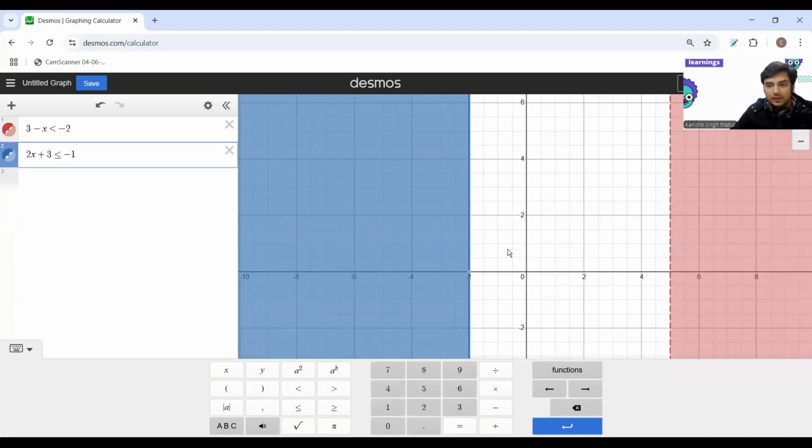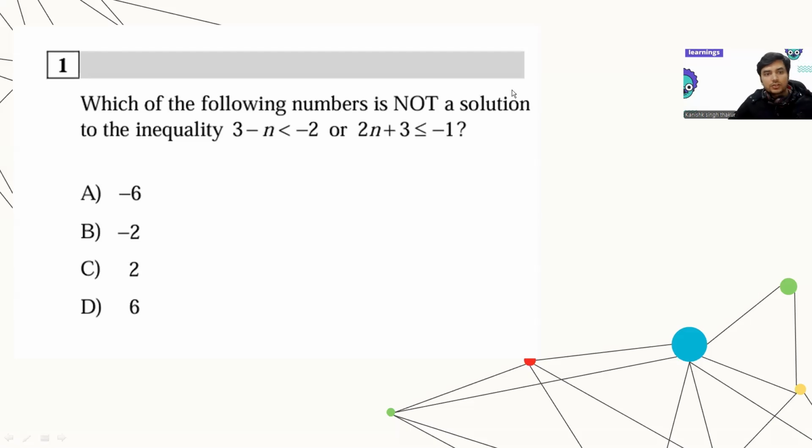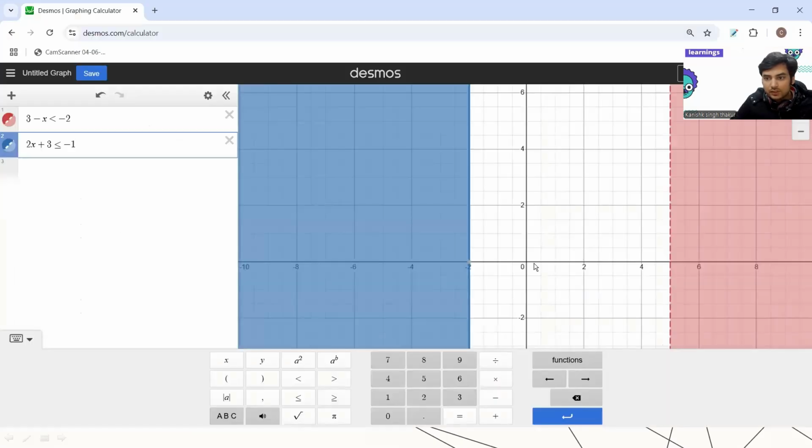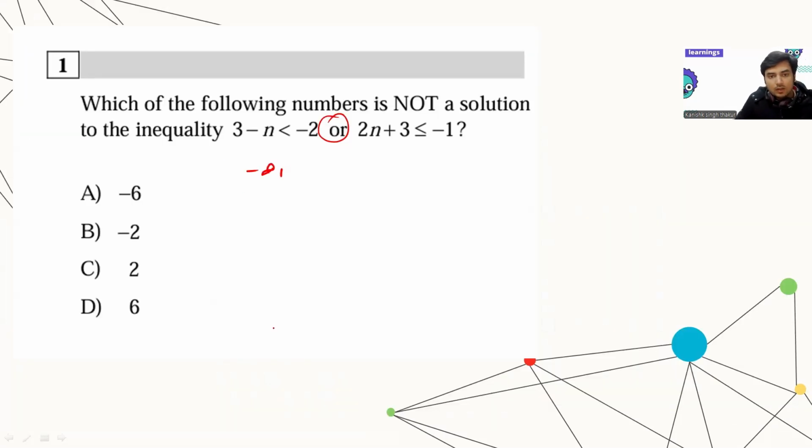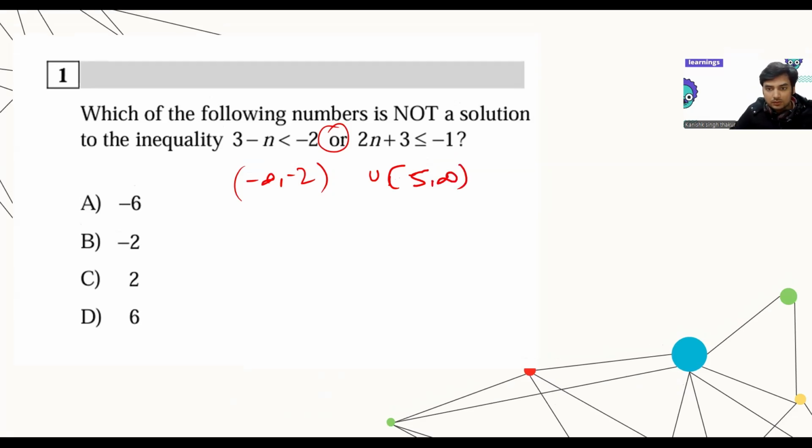Now you tell me whether they both are intersecting or not. They are not at all intersecting, isn't it? Now since it is written or here, definitely I have to take the union, right? So my solution here would be minus infinity to minus 2 union 5 to infinity.